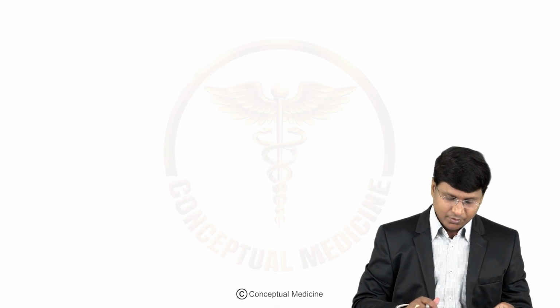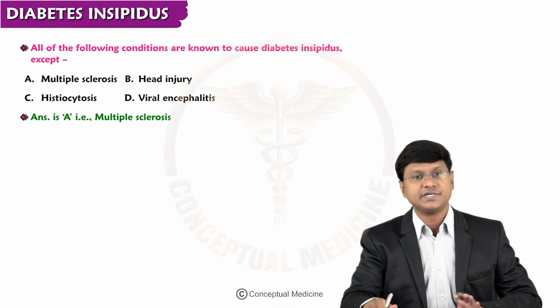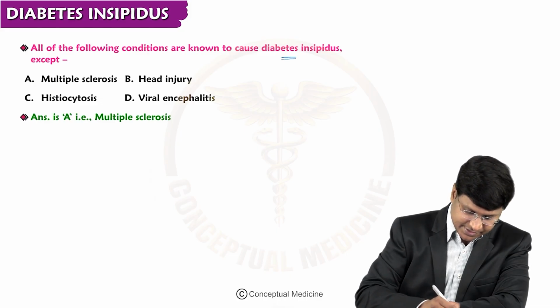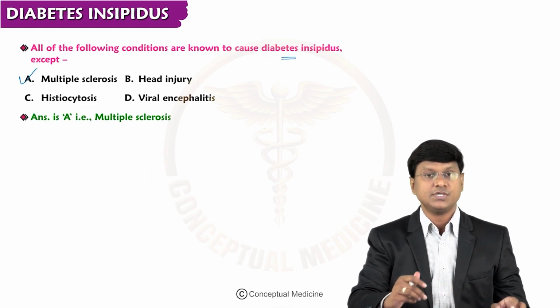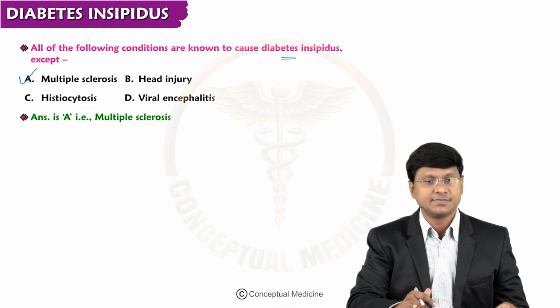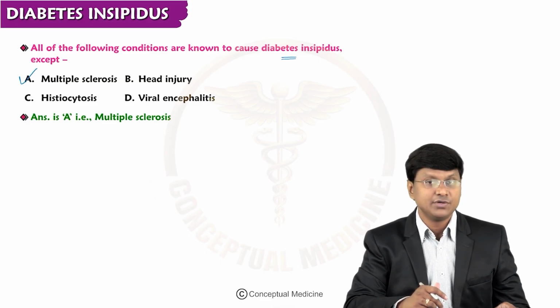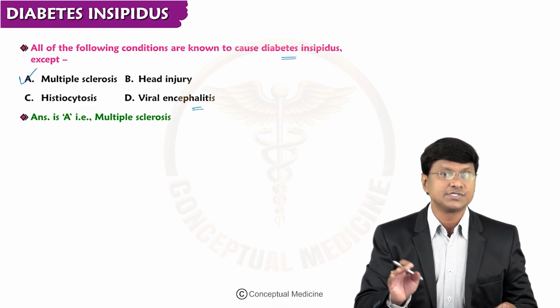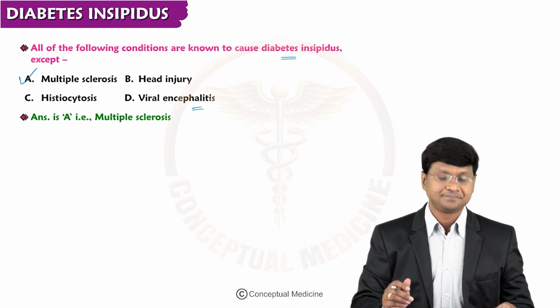So, now going back to the question which we were discussing about the etiology, all of the following are known to cause diabetes insipidus except multiple sclerosis. Head injury can cause central diabetes insipidus. Histiocytosis, it is a granulomatous condition which can cause central diabetes insipidus. Viral encephalitis, it is an infection which can cause central diabetes insipidus.